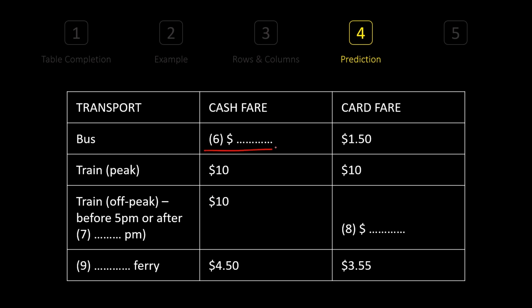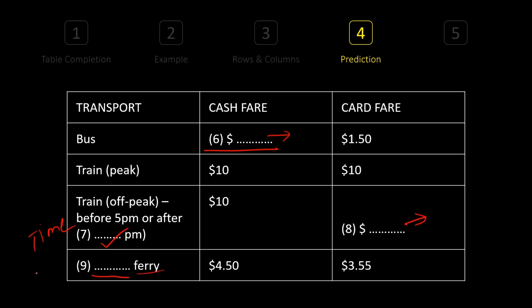So the sixth one must be a number because they have mentioned a dollar sign, right? The seventh one must be a time. You can predict it. The eighth one must also be money, some number. And the ninth one, a kind of ferry. Ferry is a kind of boat which is used to transport people from one point to another in water, in sea or river. So this must be a type of ferry.